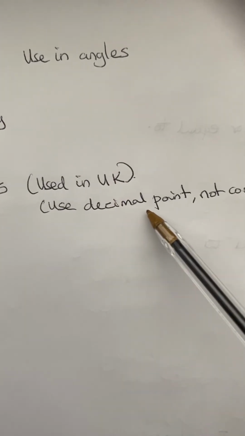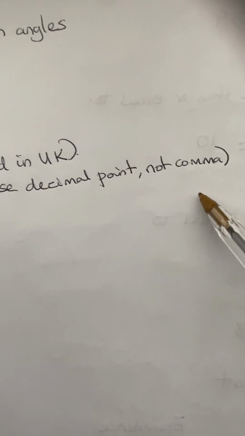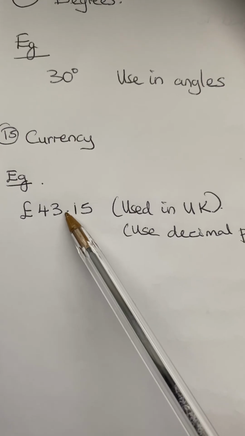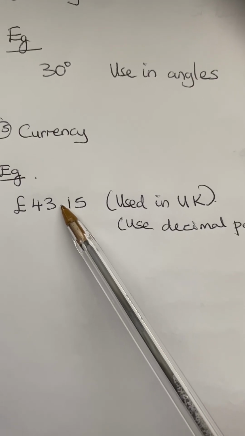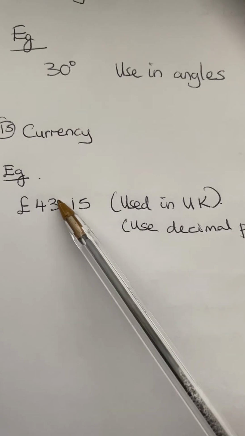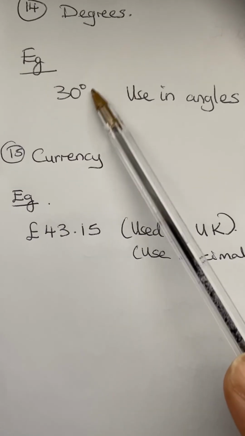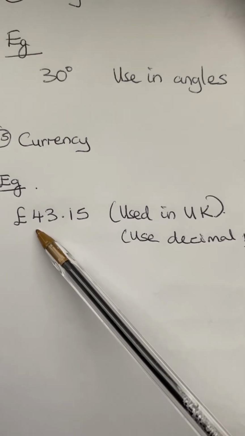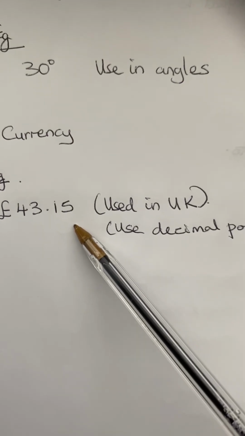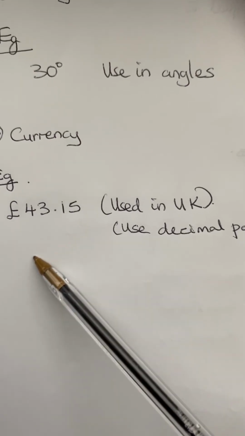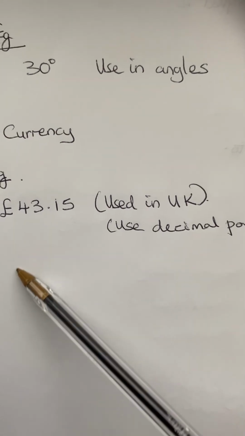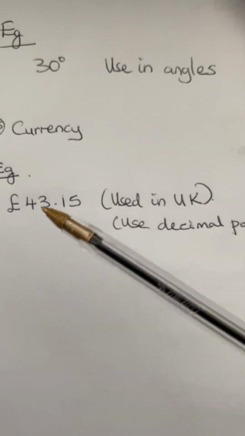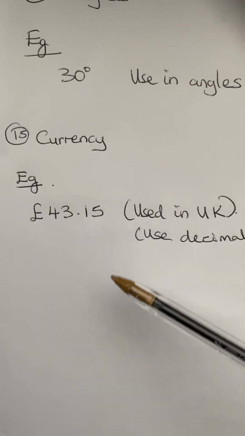You use the decimal point, not a comma. So here, as you can see, is a decimal point, not a knot as you found in degrees. It's a dot, it looks like a full stop. So you have 43 pounds and 15 pence. Or maybe in dollars, if I have to solve a question for you, I might try and use that symbol for you to know how it looks.